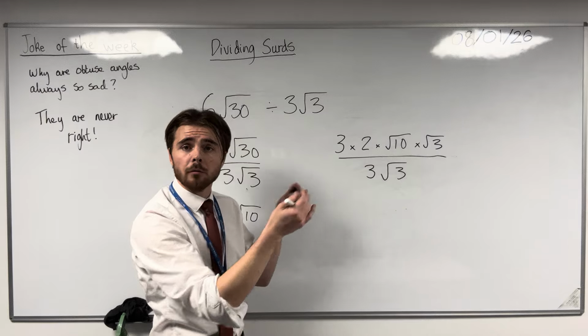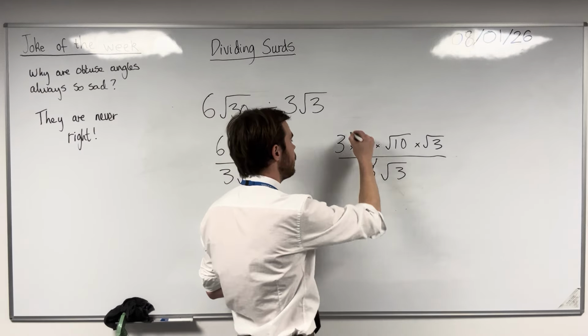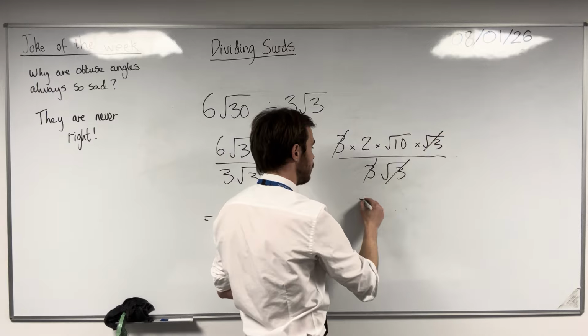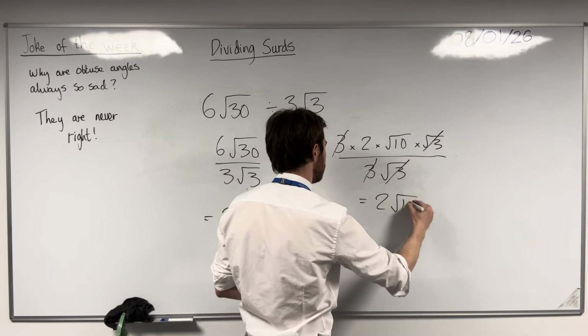And now we're going to look for things that we can cancel. We've got the 3 and the 3 because they are a match. And we've got the root 3 and the root 3. So we are left with 2 root 10.